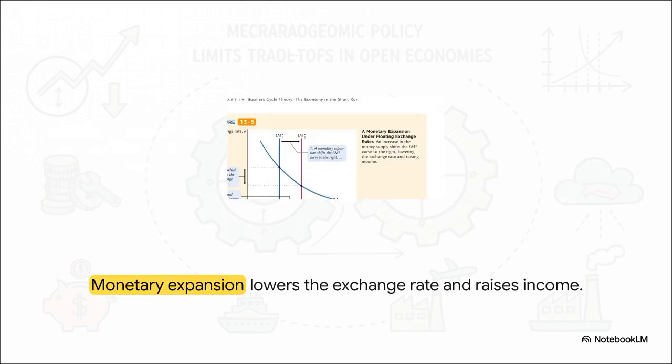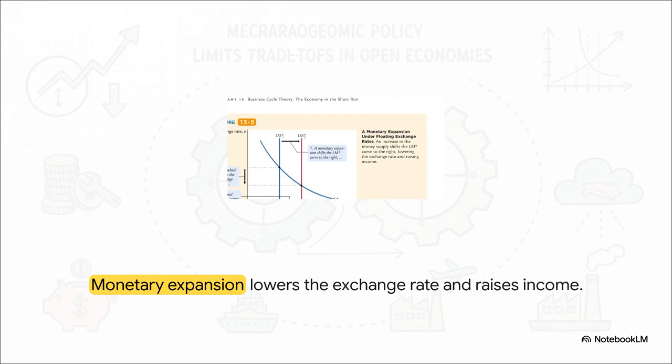But watch what happens when we pull a completely different lever. If the central bank expands the money supply, the LM curve shifts to the right. This pushes the domestic interest rate slightly below the world level. Suddenly, capital actually flees the country seeking better returns abroad. As investors dump the local currency, the exchange rate drops.